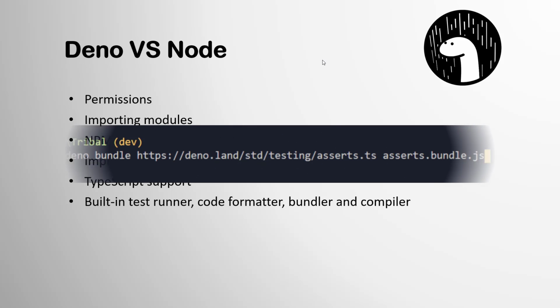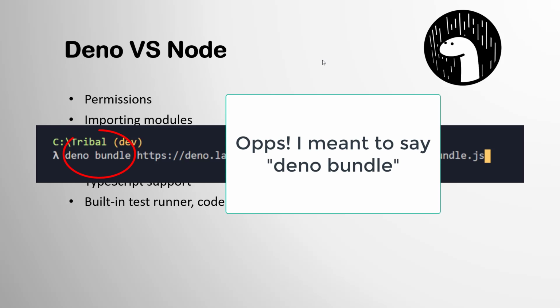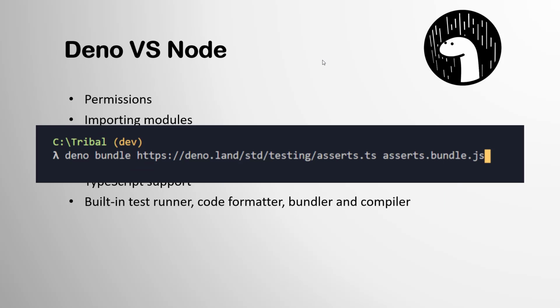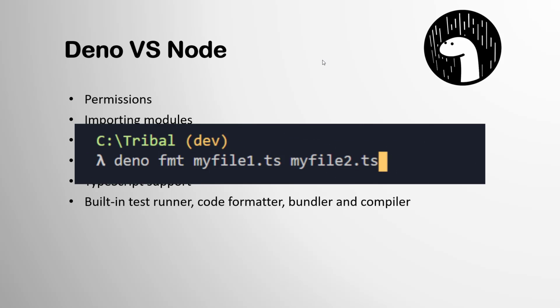So to avoid that, Deno comes with its own bundler, where you do bundle and then you specify what you want to bundle, and then you specify the name of the output file. And by default, the output file is going to be stored in the bin folder in your project directory. So that's cool. Yeah, it also has a code formatter, which is another cool feature.